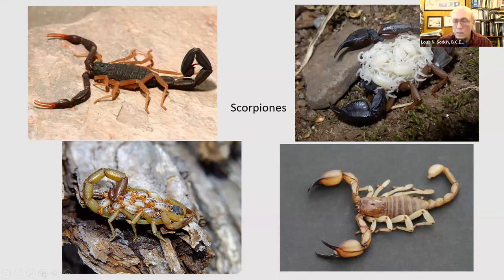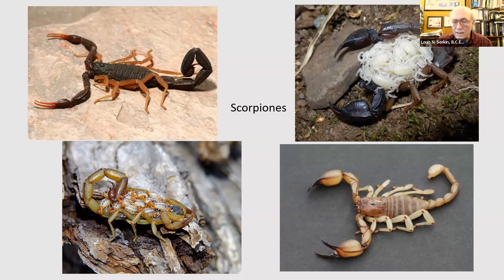The abdomen of a scorpion is actually in two parts. It's the front section, which is the mesosoma, and the last five segments are the metasoma. So it's not really a true tail. The tail of the scorpion actually is the stinger itself, because that's after the anus and the last segment of the body.